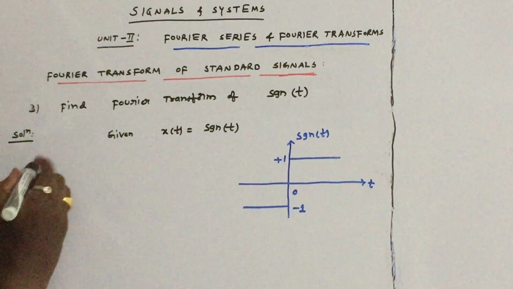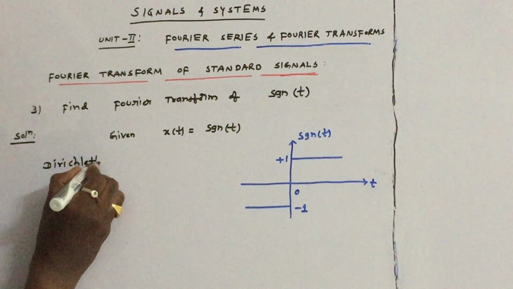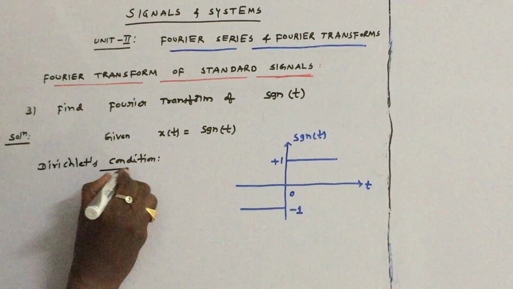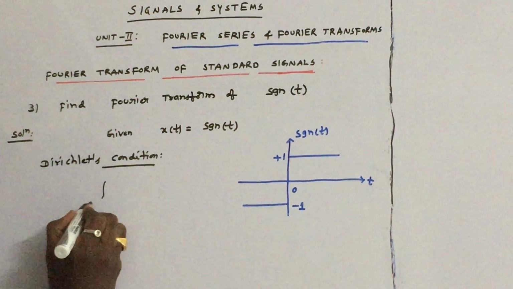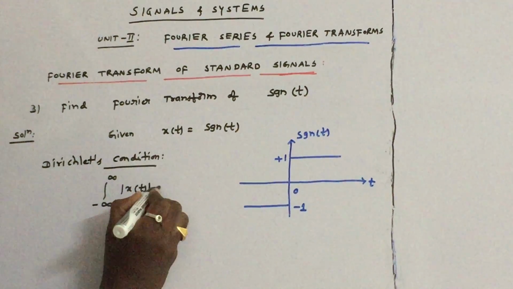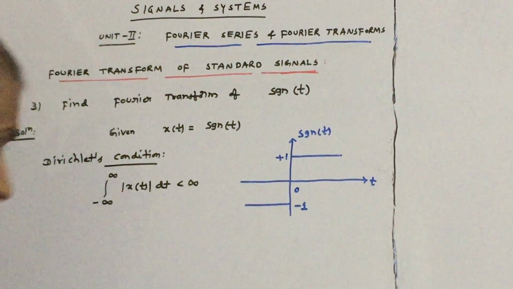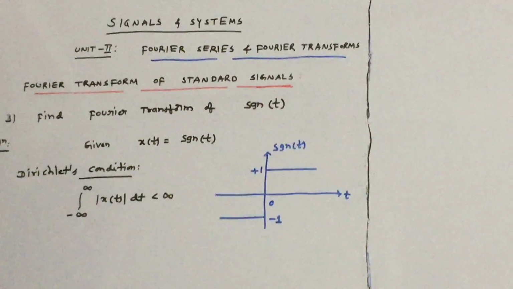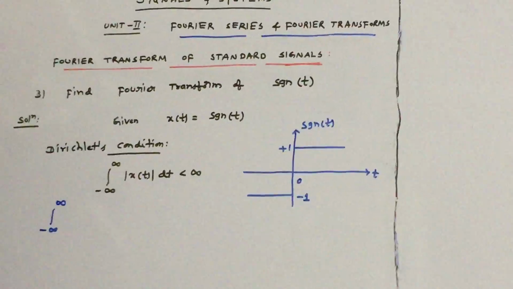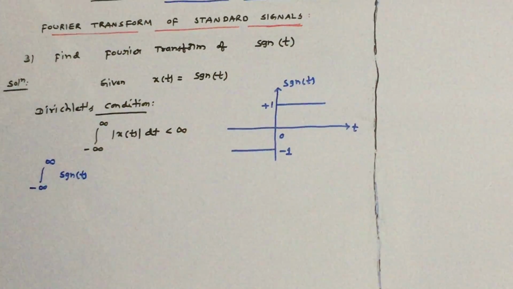So first, let us check whether it will satisfy the Dirichlet conditions or not. There are three conditions. Let us check them out. The first one: integral from minus infinity to infinity of mod of x of t dt must be less than infinity. So this is the first Dirichlet condition that x of t should satisfy. Let us check whether signum of t will satisfy or not.